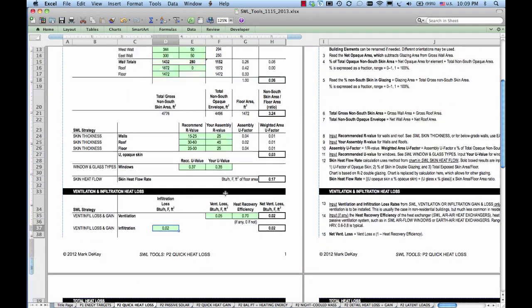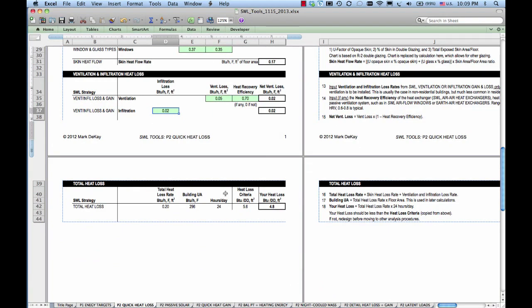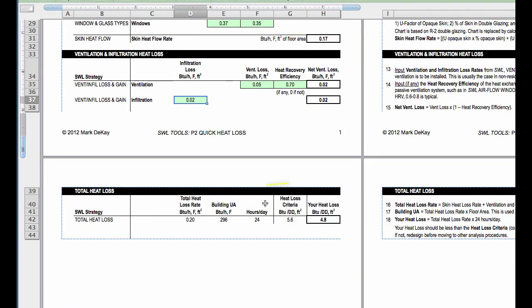So if you scroll down, just at the top of the next page, you can see that the building's heat loss rate is given in BTUs per degree day per square foot, and then we can compare that to the heat loss criteria, which is shown in the same units. So our heat loss criteria is 5.6. The heat loss for the building, given the assumptions that we have made, is 4.8. Since 4.8 is less than 5.6, we meet the standard. We've met the criteria, and that's what we're shooting for.